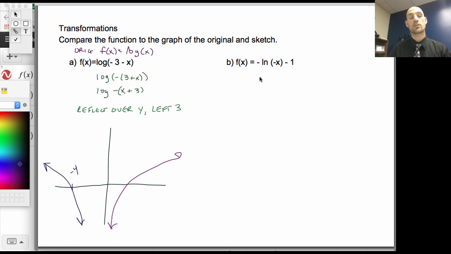Check out this one, see if you can do this one on your own. We'll talk about it in class. I've got a negative not only inside the function, but also outside the function, and I've got this -1 that is not inside the parentheses. So think about what that would do as far as translating our graph.